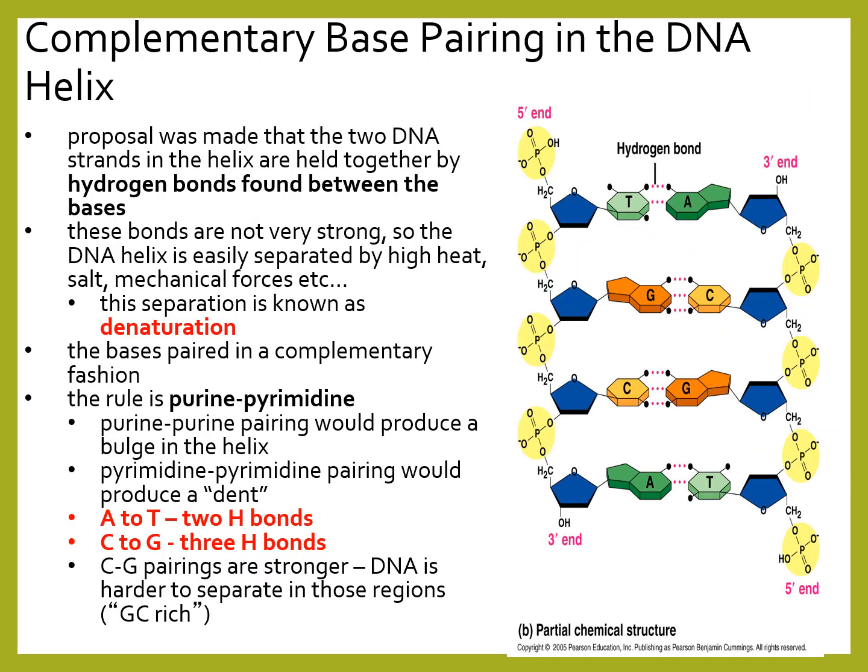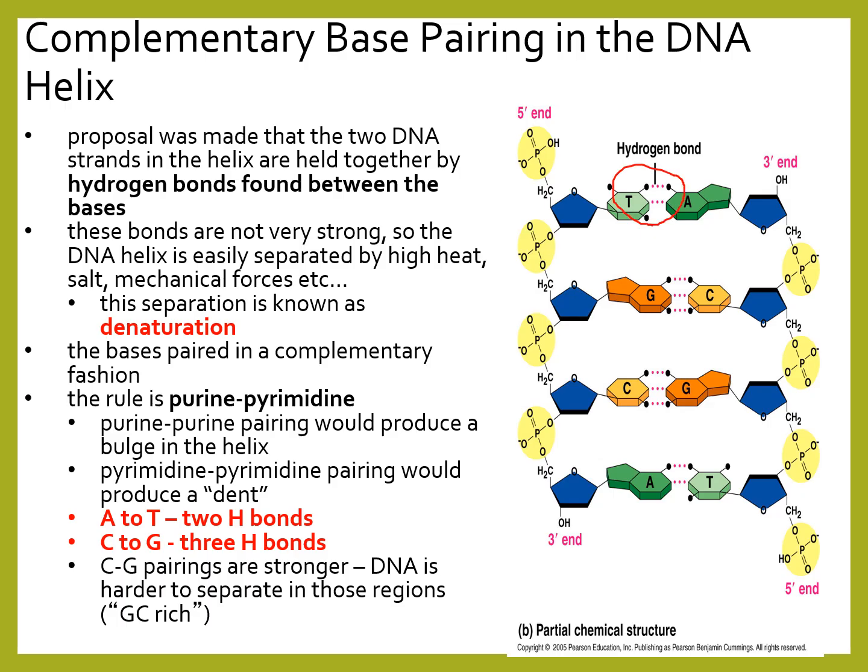Through the research of groups that were led by Rosalind Franklin and Watson and Crick, proposals were made about the DNA double helix. One proposal was made proposing that the two DNA strands in the helix are held together by hydrogen bonds found between the bases. And these are shown as these little dotted red lines right here.